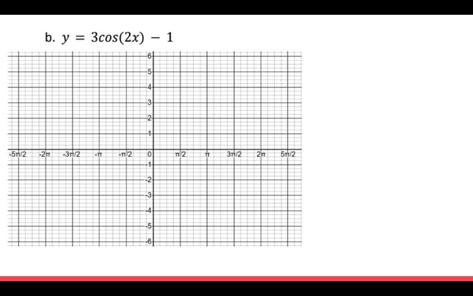So letter B, I do have this -1, so that means I have a vertical shift down 1 unit, so that's going to move my midline, which is normally the x-axis, but now I'm going to move it down to -1. My amplitude is 3, so from my midline, I'm going to go up 3 and down 3.